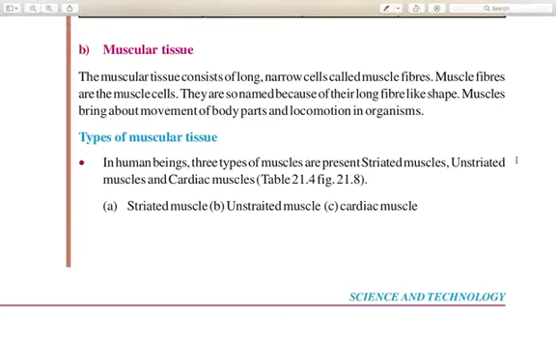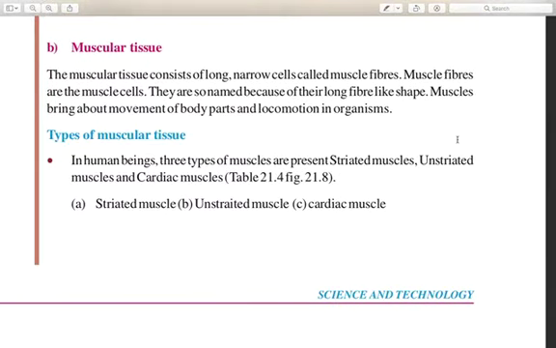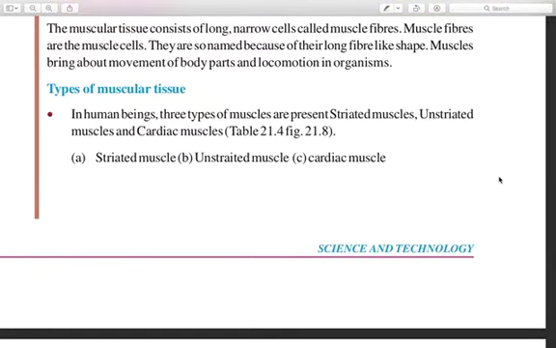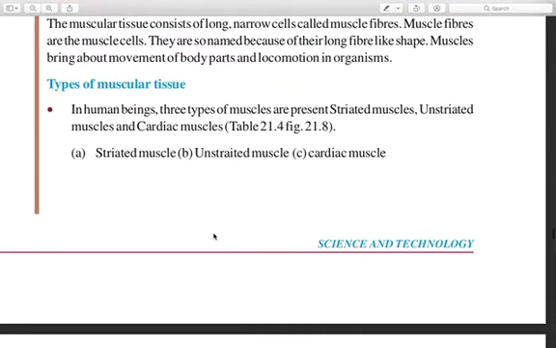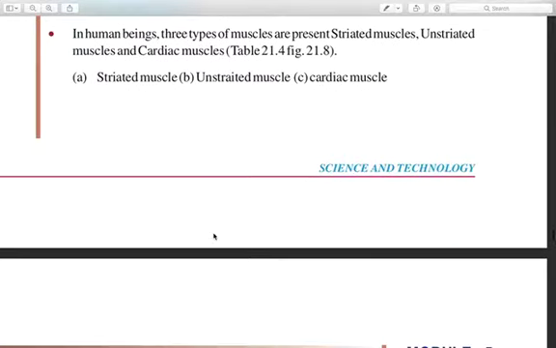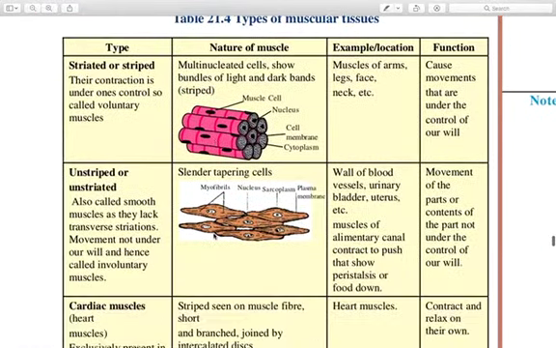Locomotion is movement in organisms. That is, we have muscles in our body, and we use them for body part movements and also for moving from one place to another. So there are types of muscular tissue. In human beings there are three types of muscles: striated muscles, unstriated muscles, and cardiac muscles. You have to remember these three types under muscle tissue. Now we will see them one by one.